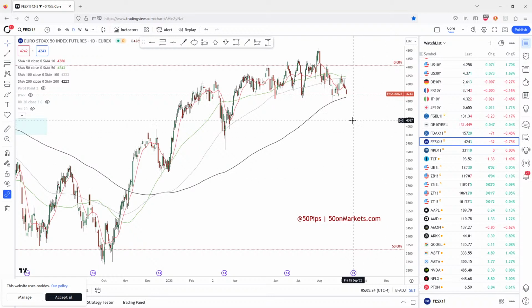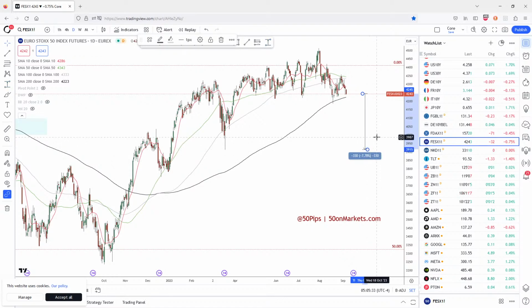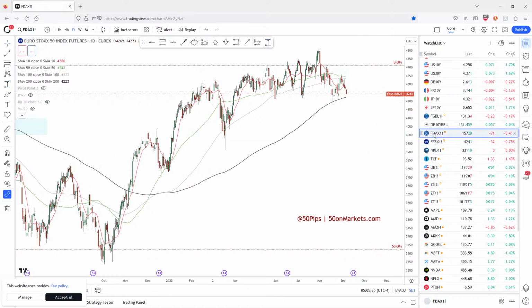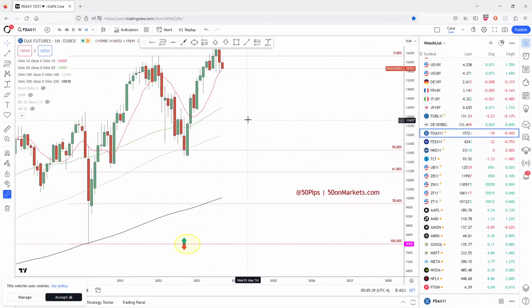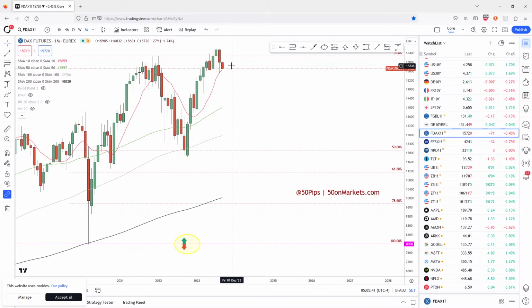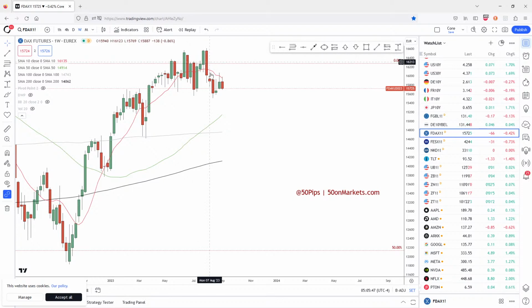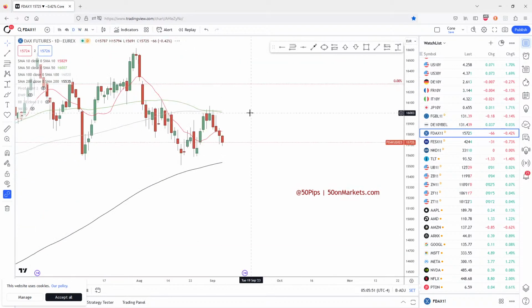If it can flush these lows, you wouldn't be surprised to see a much bigger correction from here, easy 8 to 10%. And if you're looking at DAX, it's the same pattern, right? You see the ugly reversal on the monthly, ugly reversal on the weekly, and these are in play, right?